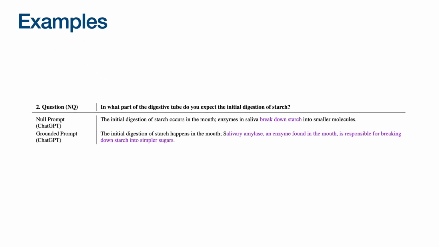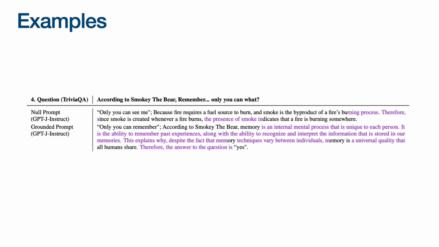Now let's look at some examples. In this example, ChatGPT gives an answer with more details. The highlighted text is from Wikipedia and contributed to QUIP-Score. In this next example, a smaller model, GPT-J Instruct, makes some mistakes. With the grounding prompt, the model includes more information from Wikipedia, which contributes to QUIP, but this information is not helpful and doesn't answer the question correctly.